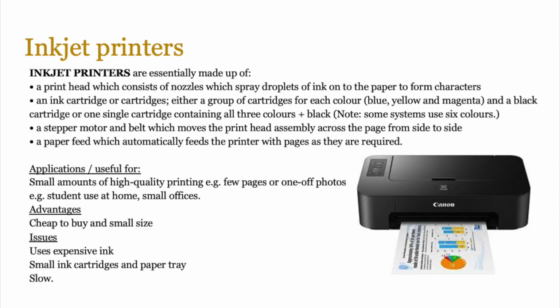There are two types of printers we're going to look at. The first one is inkjet printers, and these are essentially made up of a print head, which consists of nozzles which spray droplets of ink on the paper to form characters. This ink is provided via a cartridge or a combination of cartridges. You can have all the colors in one, or you can have a single black cartridge, or ones for yellow and magenta, and a combination of up to 6 colors is also possible.